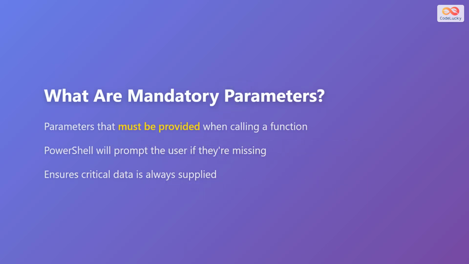Mandatory parameters are function parameters that must be provided when calling a function. If you forget to supply a mandatory parameter, PowerShell will automatically prompt you to enter the missing value. This ensures that critical data is always supplied to your function, preventing errors and unexpected behavior from missing information.